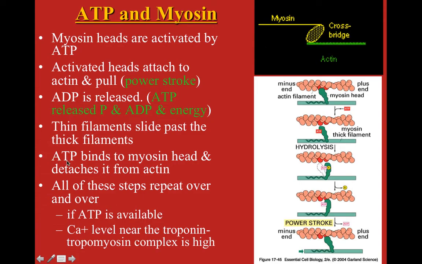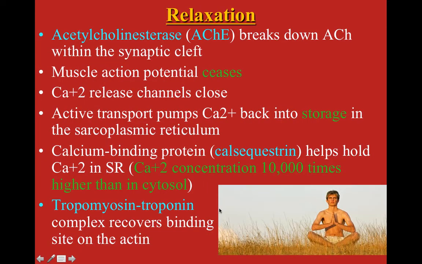Then the ATP binds to the myosin head and detaches it from the actin. Okay, so then we've got another ATP that comes in, binds, and causes the detachment. All of these steps repeat over and over if there's ATP available and the calcium ion concentration near the troponin-tropomyosin complex is high, which we already knew. This is kind of a review.